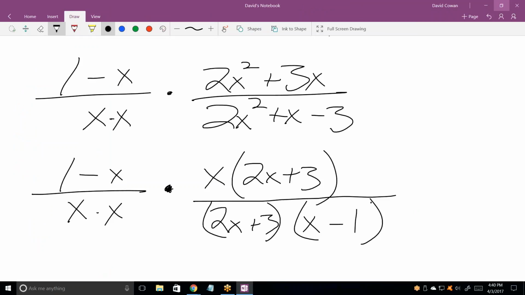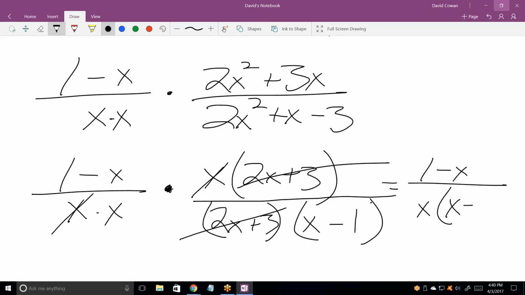What's the first thing we can cancel? The 2x plus 3, those things. What else? We can cancel out one of the x's. What that leaves us in the numerator is this, and what it leaves us in the denominator is that. And always leave these things unmultiplied together in the denominator.